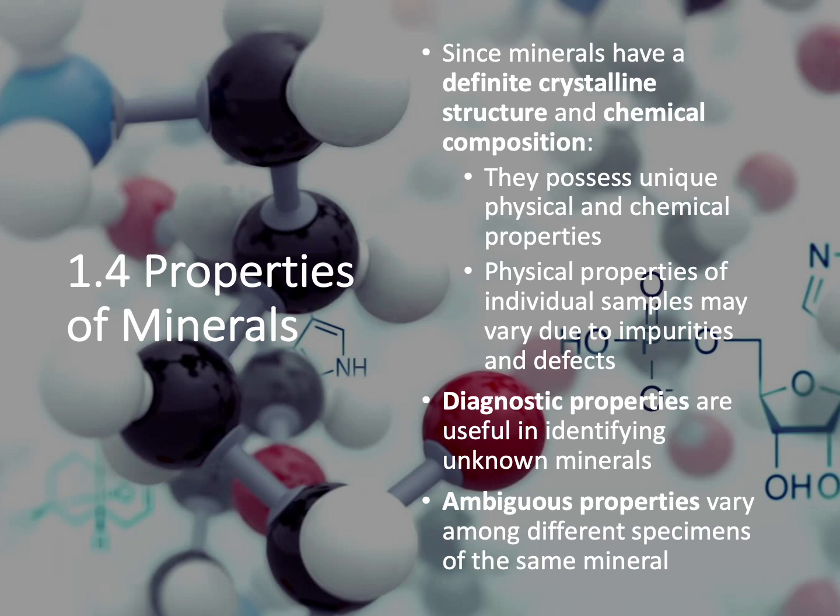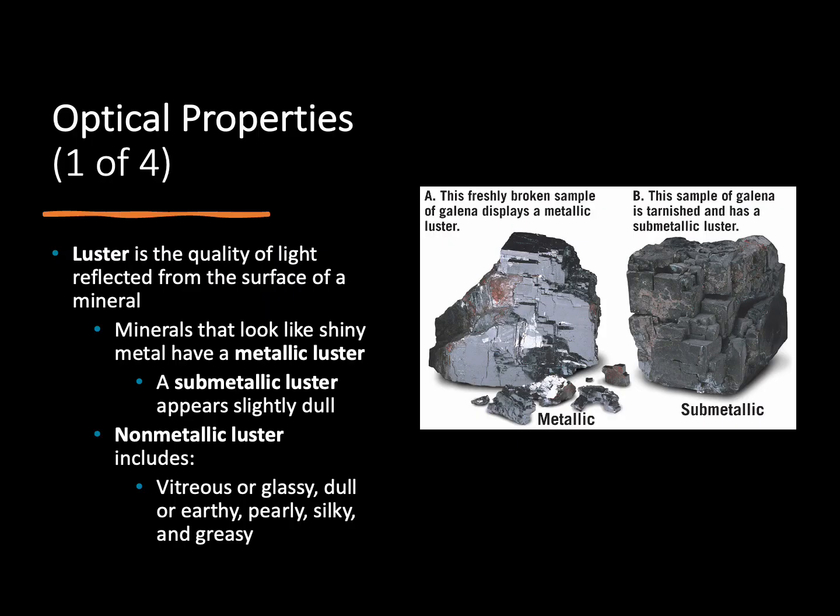Minerals also have ambiguous properties. These are properties that don't really help us define what this mineral could be because several minerals share the same ambiguous properties. But one of the properties that is diagnostic, that's helpful to look at when we're trying to identify a mineral, is called luster. And luster is just the way that light is reflected off of a surface.